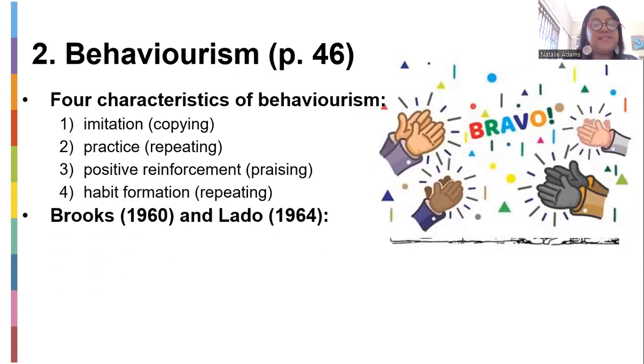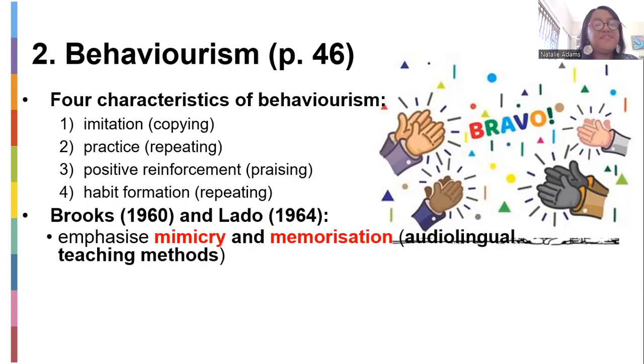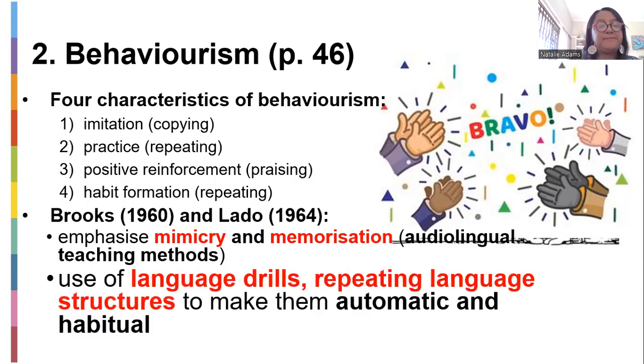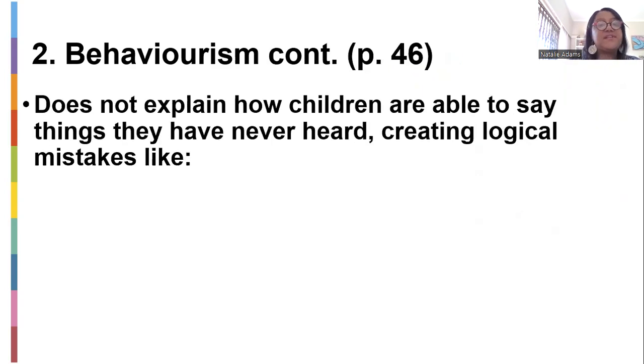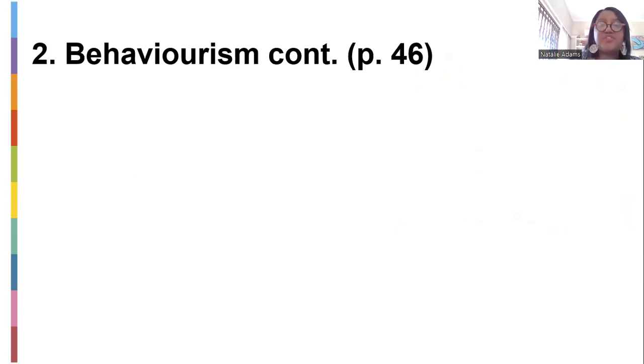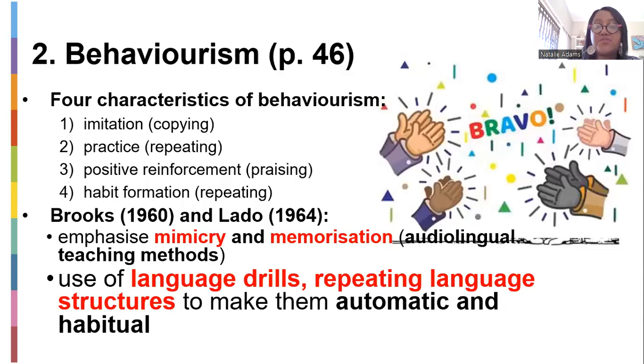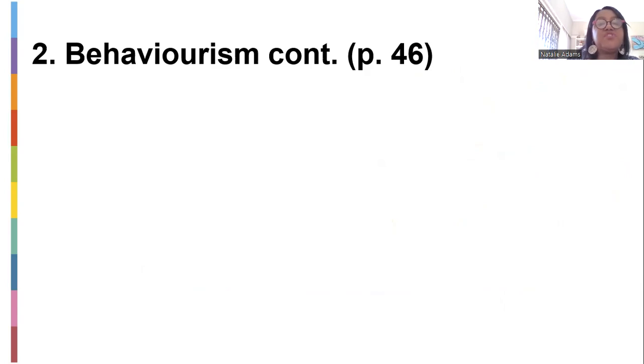So Brooks, 1960, and Lado, 1964, say you must emphasize mimicry and memorization, audiolingual teaching methods. So the child must hear the language constantly, and for that reason the child will remember. They're saying there the use of language drills, repeating language structures to make them automatic and habitual. The behaviorists continue by saying that this is how a child acquires language, but we should know by now that that is not the case. Using language drills, repeating language structures to make them automatic and habitual, is not necessarily the best way a child acquires a language.